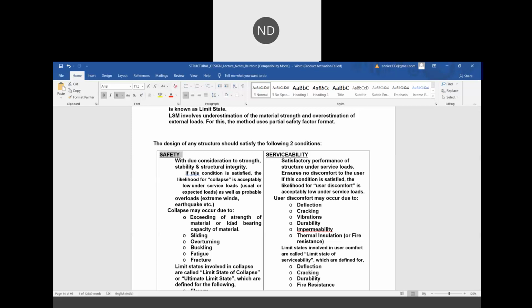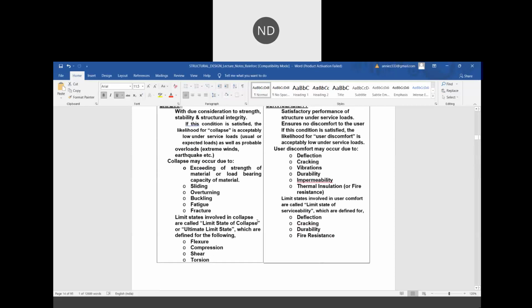Buckling also may happen. Your column may buckle. Fatigue, fracture. The structure which is designed accordingly, the RCC structure, can collapse if these things occur.